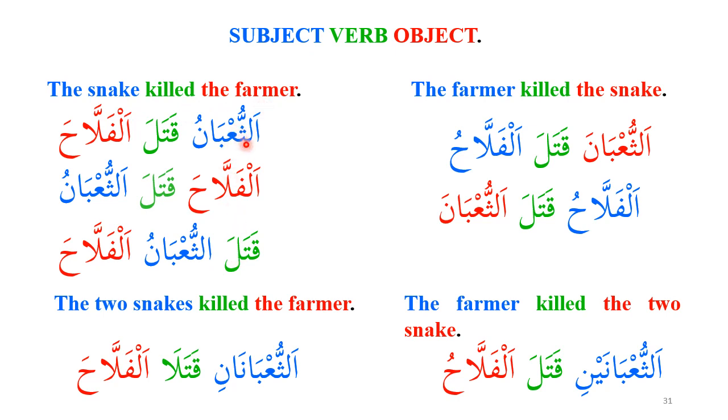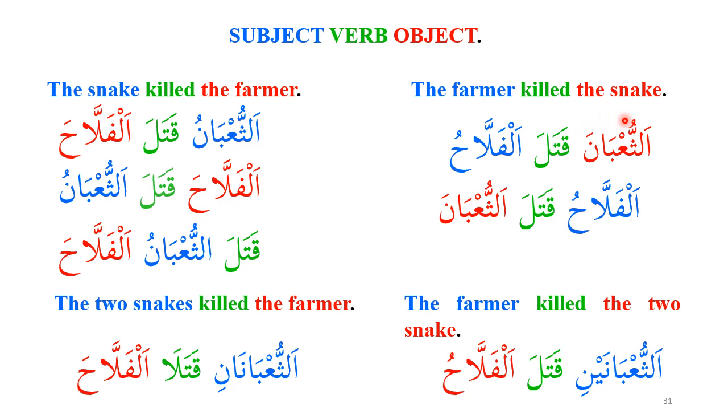If you bring this first, it means the snake killed the farmer, with emphasis on the snake. And if you bring al-fallaha before, this will mean the farmer was killed by the snake. And qatalal su'banul fallaha, here the verb is emphasized, the action that the snake killed the farmer. So meaning is like this. So see, Arabic is extremely versatile. Ordinary human languages cannot actually compete with this.